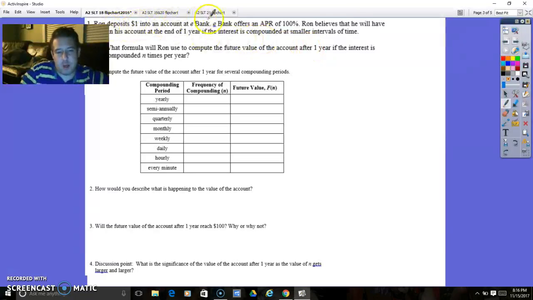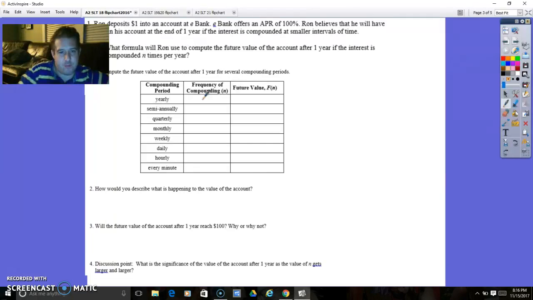So Ron deposits $1 into this bank account. It's going to get 100% interest, which would be great if that was in real life, but that's not really what it is. But that's what we're going to use, 100% interest. And he's going to put it in there for 1 year, and we want to figure out how much money he's going to have at the end of the year. Now, it depends on how many times it's compounded.